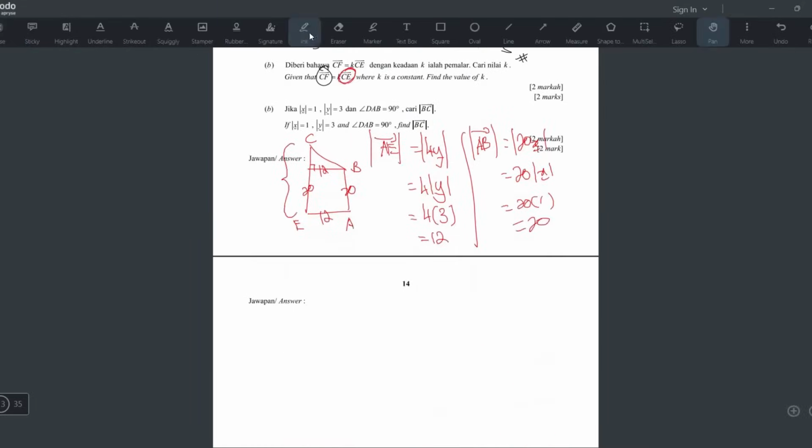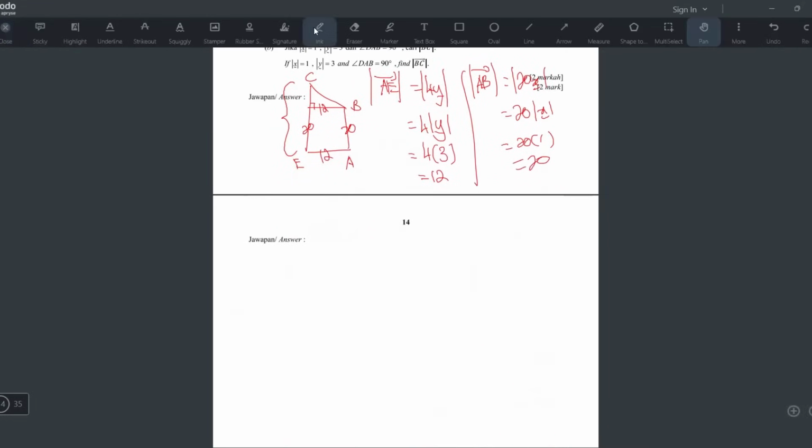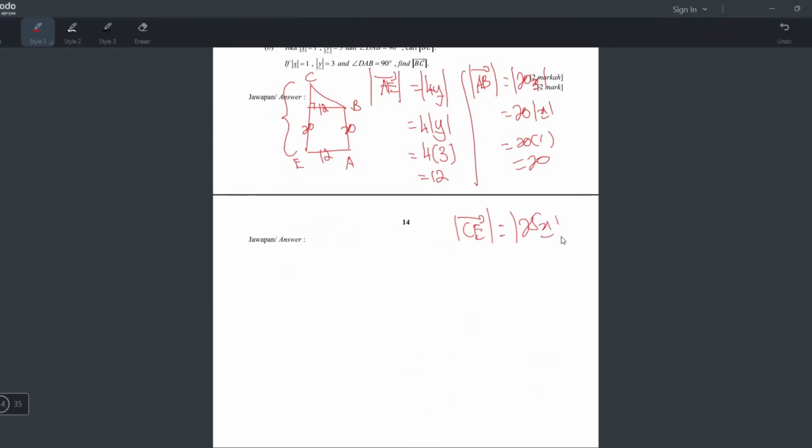That means the magnitude of CE will be the magnitude of 25x. But since the magnitude of 1x is 1 unit, then 25x will be 25 times 1. So it will be 25. And then now I can minus 25 minus 20, I get 5 here. Right? So now how to find the magnitude of BC?